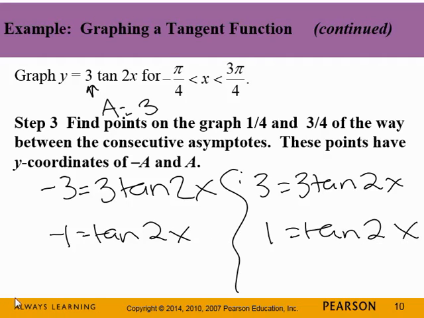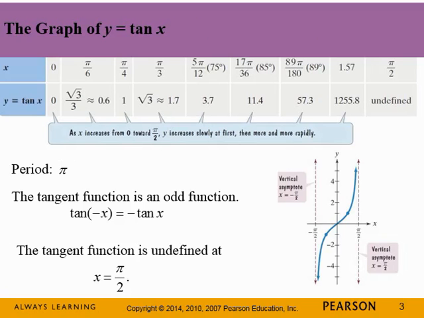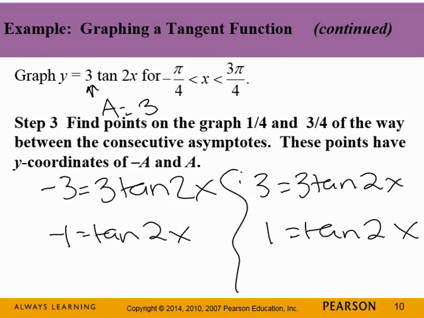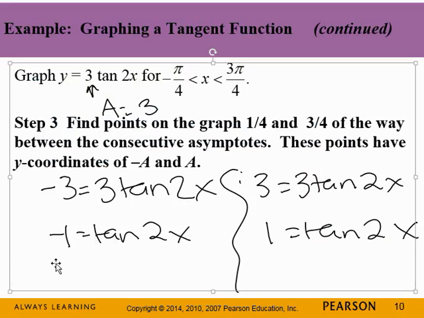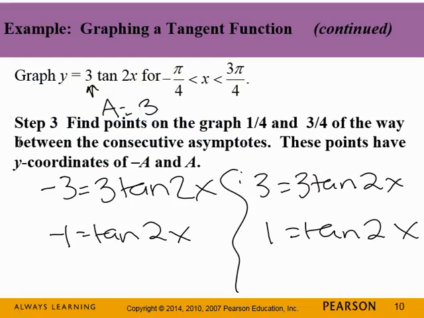So if you go now back to your table and you look for -1, you'd have to go and look through the table that you had from previous, and you want to see when does tangent of something equal -1.